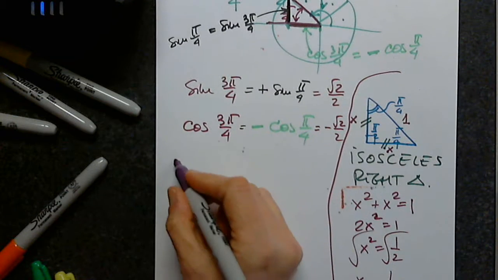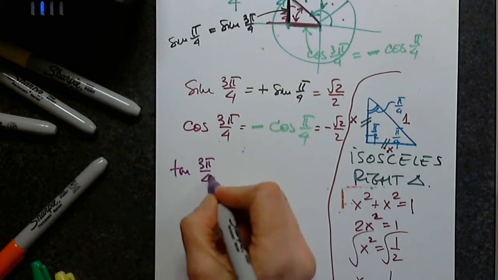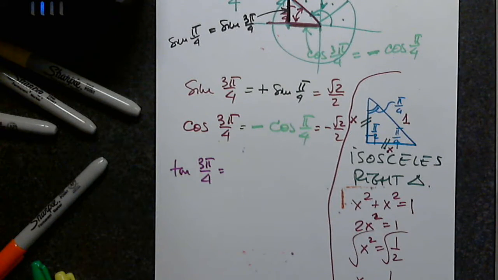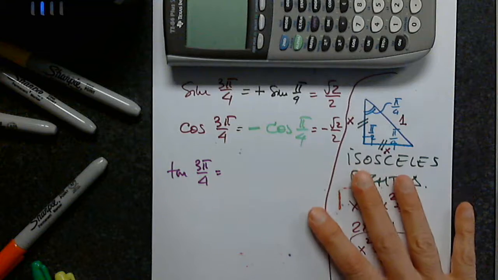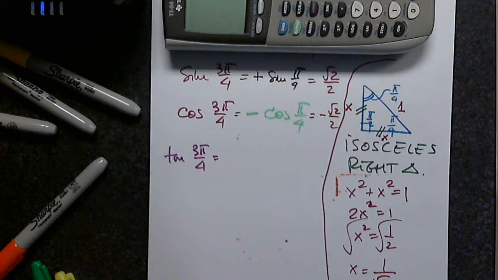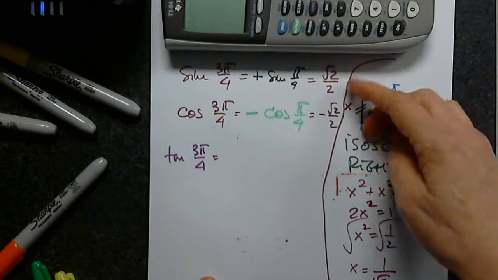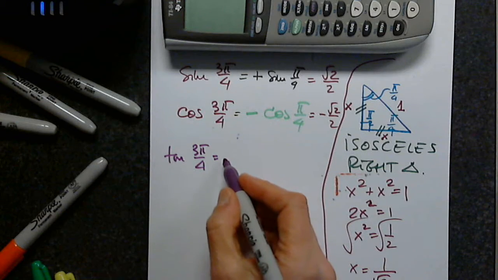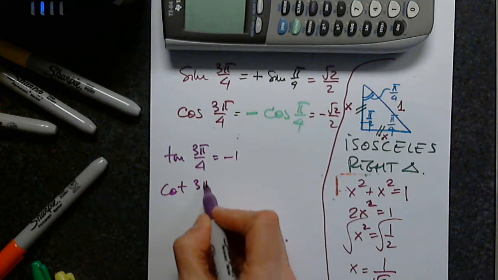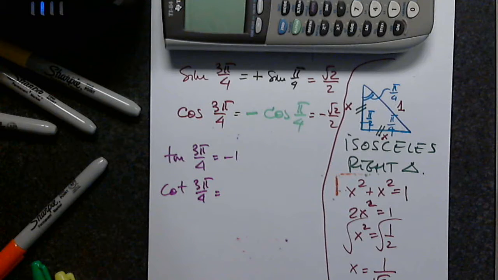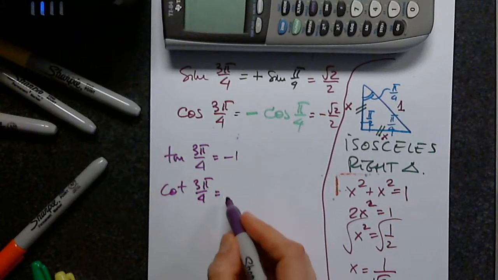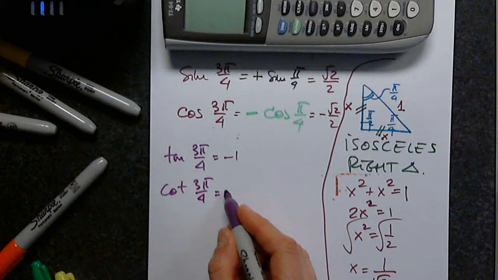Now please tell me what to do in order to find tangent 3π/4. And no, I don't need to go back to anything. I have sine and cosine, and I know the tangent is sine over cosine. They are the same, it's just the sign that is different. So what is the answer? Cotangent 3π/4. Cotangent is 1 over tangent. So what do I get? Negative 1.